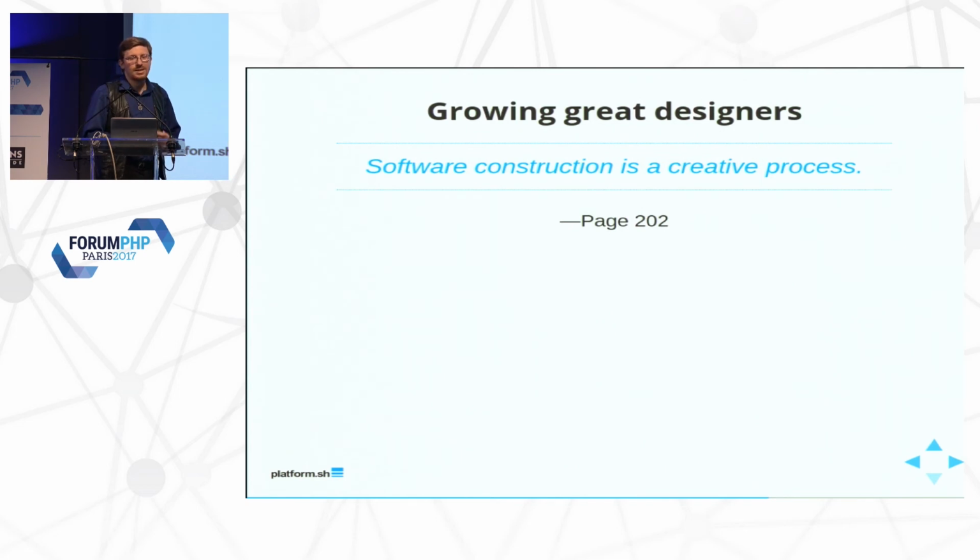And finally, we need to grow great designers. Notice a shift here, architect and designer. Because software construction is fundamentally a creative process. Software architecture is much more like graphic design than it is engineering. It's not the same as programming. Architecture and design are very, very different than programming. It's a separate skill set that needs recognition as a distinct separate skill set that is on the level of management in terms of how important it is and how much status within a company, within an organization, someone should have.